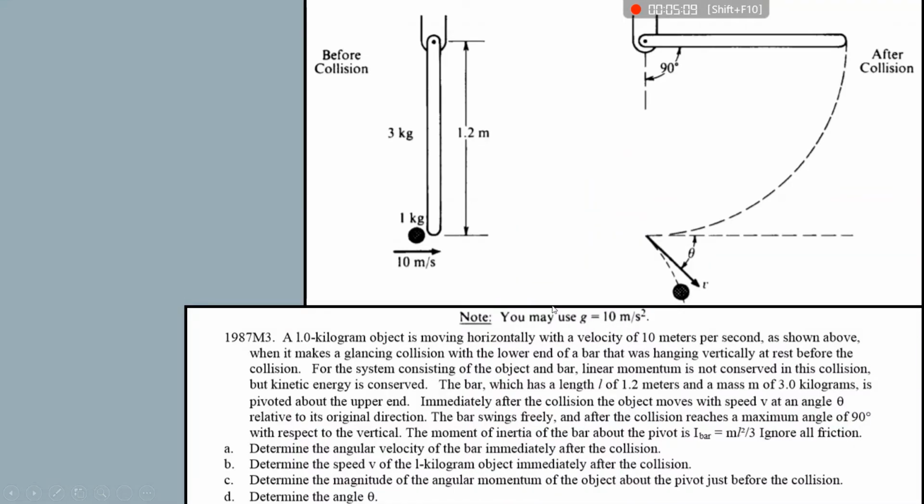Okay, so starting with our problem. Gets a little bit hard to see red, so let me change colors. Okay, that's good. So we've got a 1 kilogram object moving horizontally with a velocity of 10 meters per second. It makes a glancing collision, so that means it's going to hit the bar, and it's not going to stick. It's going to bounce. It makes a glancing collision with the lower end of the bar that was hanging vertically at rest before the collision. For the system consisting of the object and the bar, linear momentum is not conserved.